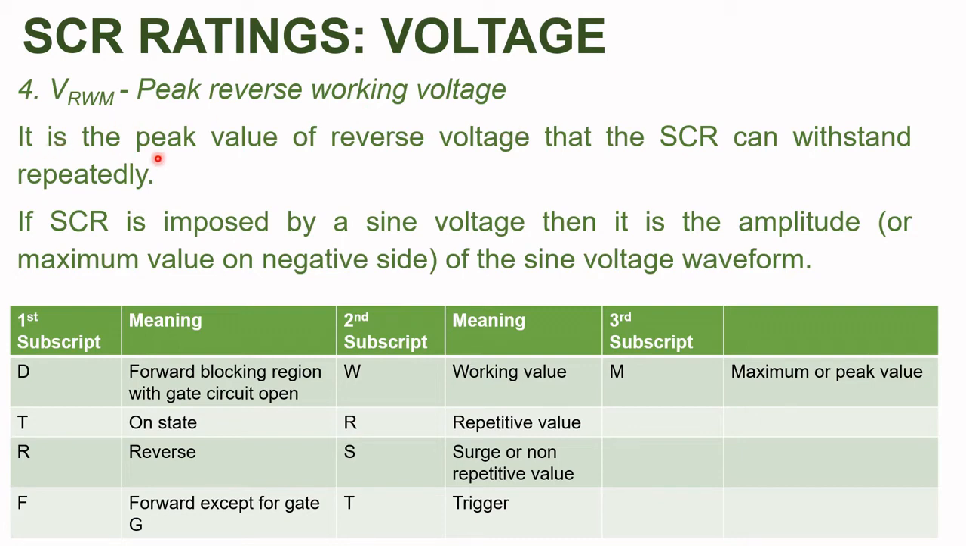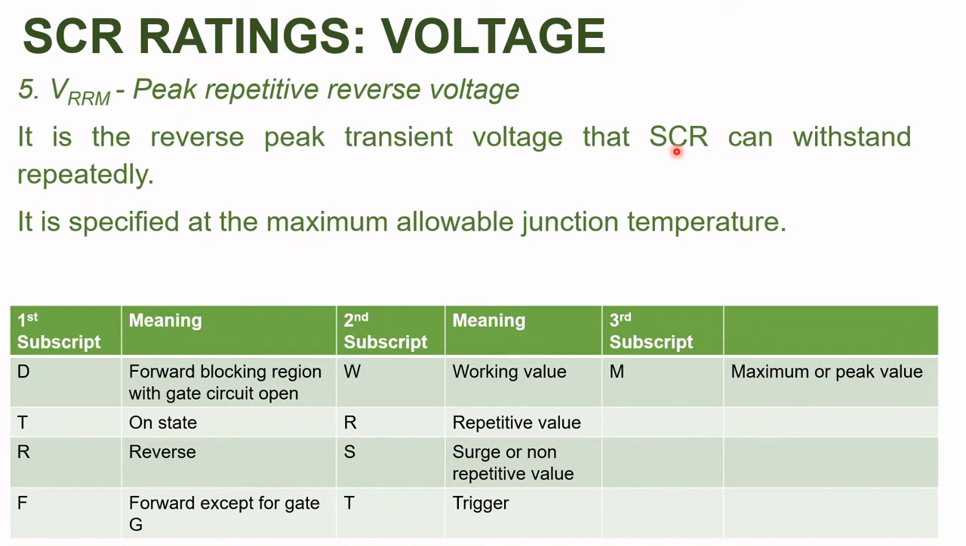VRWM is the peak value of reverse voltage that the SCR can withstand repeatedly. That means if the SCR is imposed by a sine voltage, then it is the amplitude or the maximum value of the sine voltage in the negative direction. That means when the SCR is under reverse bias condition.